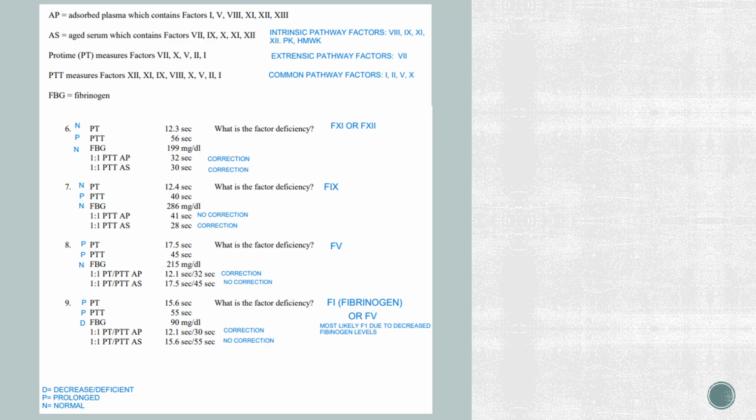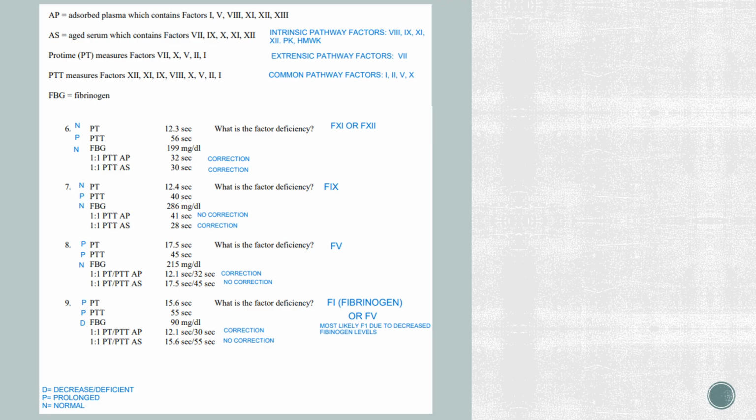All right, sometimes when we're working through these mixing studies, it's hard to know whether it's one or the other because, for example, in number 6, we have a prolonged PTT and we have a correction in both the adsorbed plasma and the aged serum. The problem is the aged serum and the adsorbed plasma have both factors 11 and 12. So it could be either 11 or 12. And that's really as far as we can get until we do a factor assay.